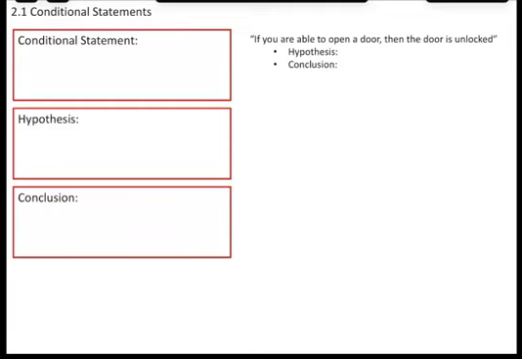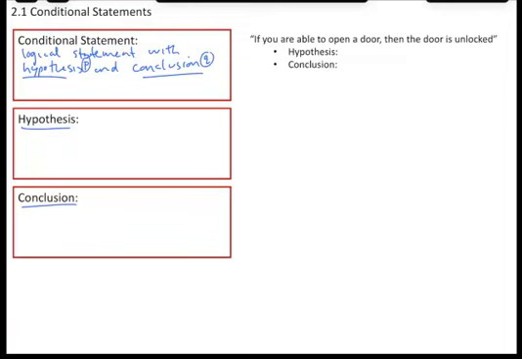The first type of statement that we're going to look at is called a conditional statement. By definition, it's a logical statement with a hypothesis and a conclusion. Notice the words hypothesis and conclusion are written down below as well, so we'll go into a little more detail on those. A hypothesis is designated using the letter P, and a conclusion is designated using the letter Q.